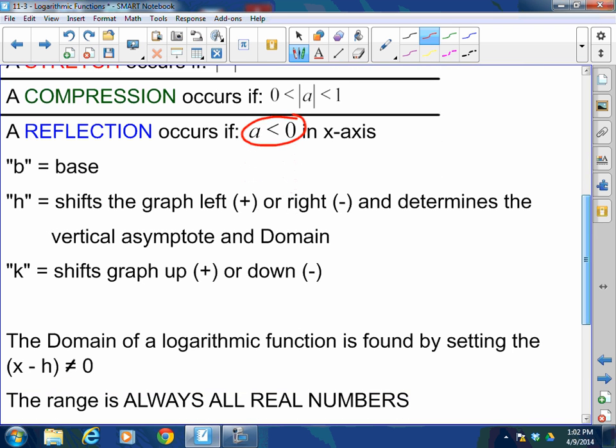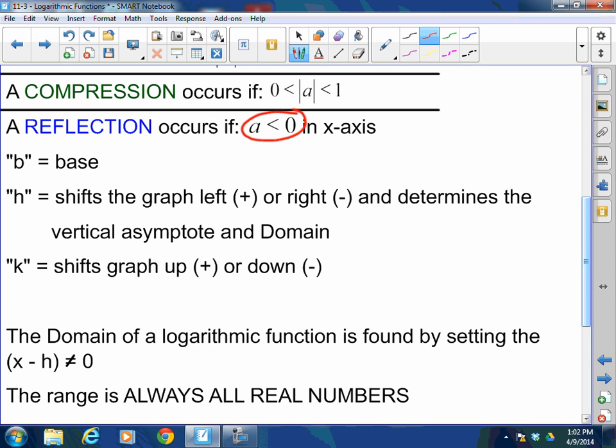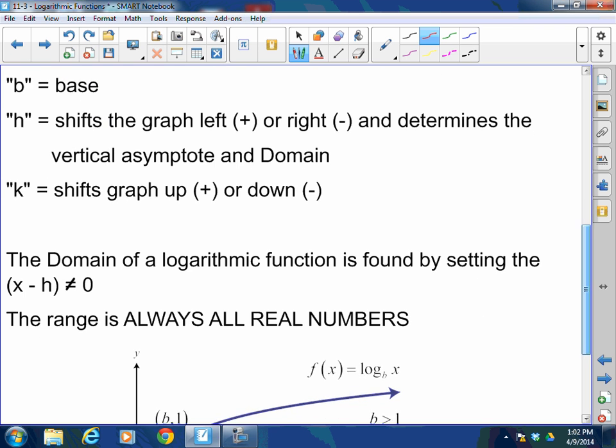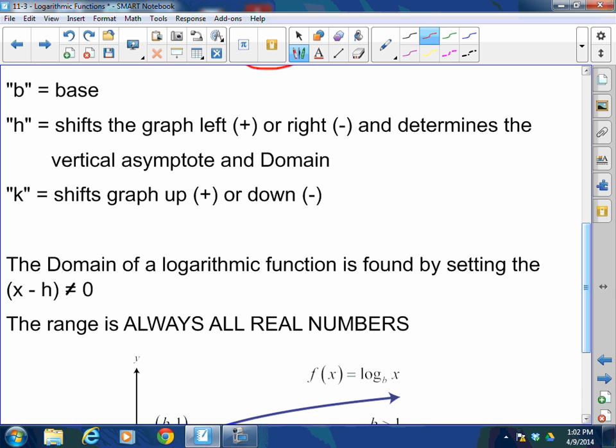You guys remember what domain is. Remember what a vertical asymptote is? That's that little wall, right? That little dashed line that you can't cross, right? Okay. And the k shifts the graph up or down. A couple more things, then I'll show you the graph. The domain of a logarithmic function is found by setting the x minus h not equal to 0. The range is always all real numbers.